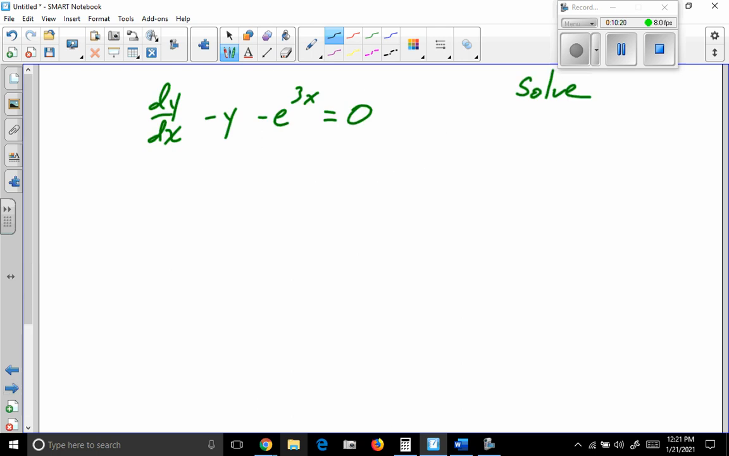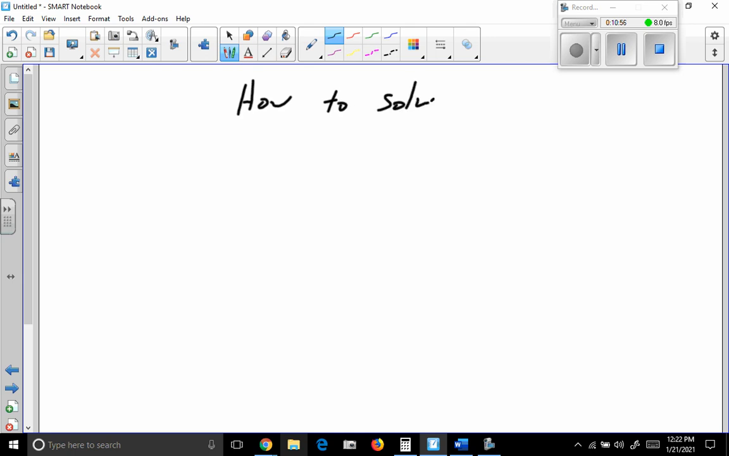So that's the first step towards doing what we're going to do today, is recognizing, is it separable or linear? If it's separable, then we separate and integrate. If it's linear, then we have to develop some techniques to solve them. So let's go over, well, how do we solve a linear differential equation? All right, so how to solve. And this is a first order linear differential equation.